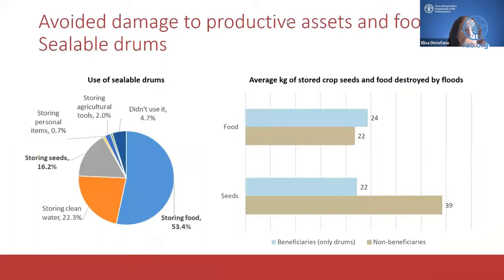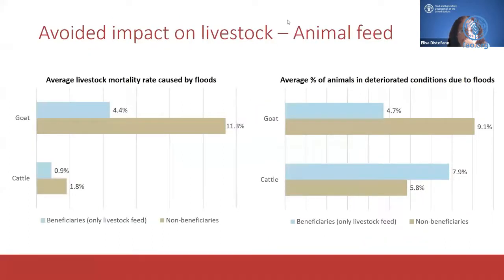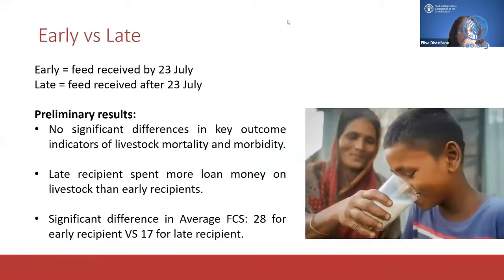On the silo drums, the beneficiaries reported they were useful and were able to save the seeds. However, they reported a contradictory picture for the amount of food that they were able to save using the drums. In terms of livestock mortality, we found that the beneficiary households reported less mortality, but only for cattle. In terms of animal health, we had a contradictory picture, where the non-beneficiaries reported lesser deterioration in body condition. We also tried to analyze the difference between early and late assistance. By late, we are defining those receiving assistance after the flood peak.